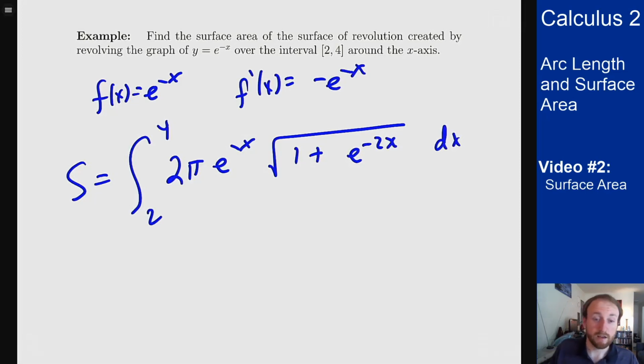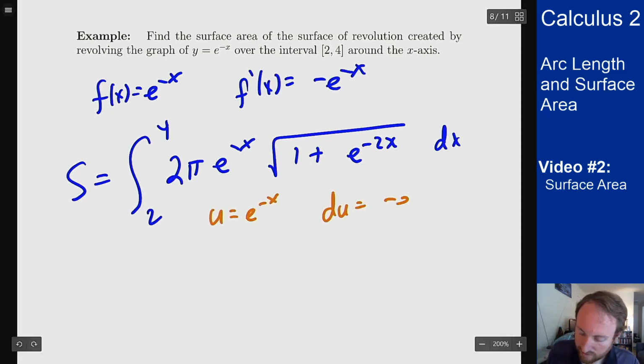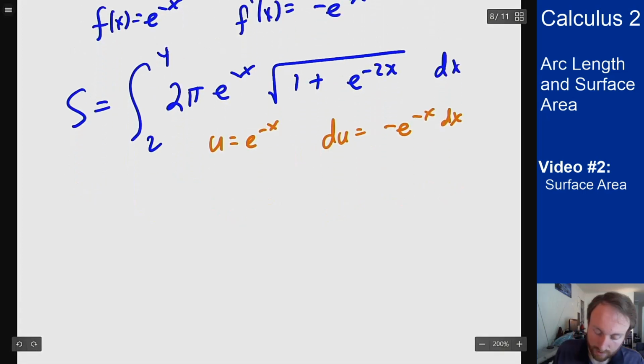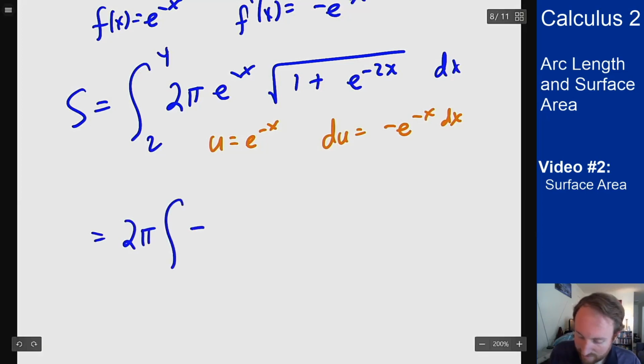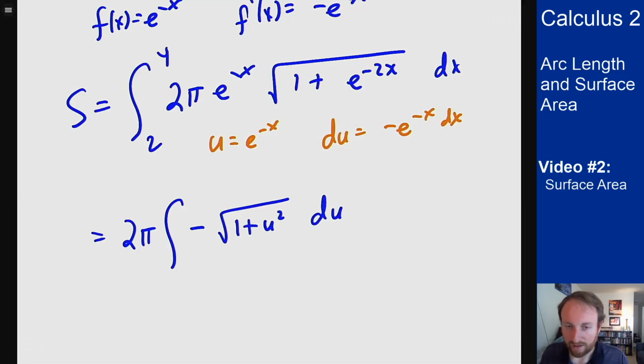So to solve this out, this is going to be a little trickier. I'm going to let u equal e to the minus x. du is minus e to the minus x dx. If I plug this in, I'm going to get a 2 pi integral. I'm going to drop the bounds here and plug them in at the end. Negative sign from the e to the minus x term. Square root of 1 plus u squared du. And now this integral falls in our trig substitution category. Yes, also that stuff comes back.